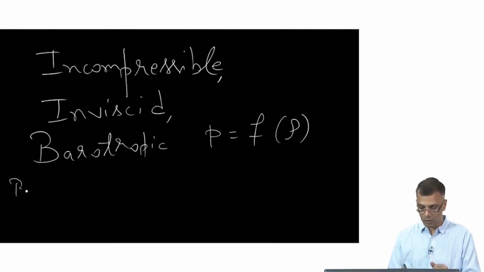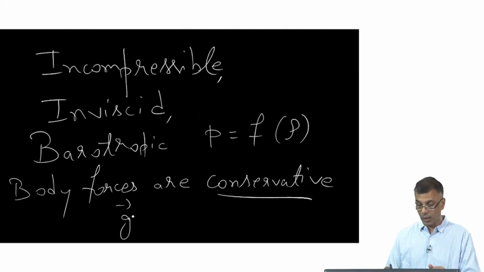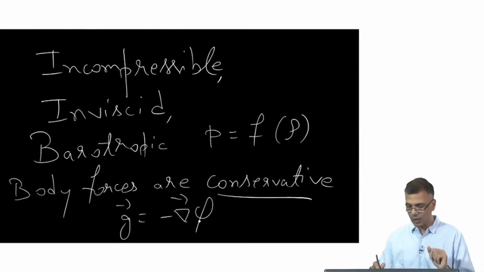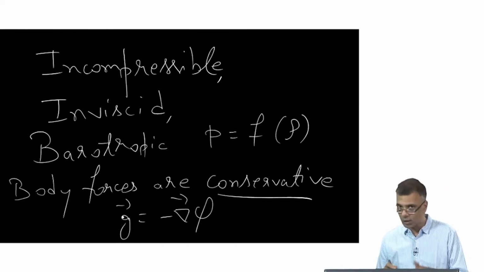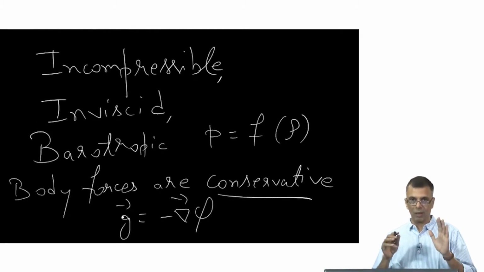Okay, body forces are conservative. In other words, if there is a body force G, it can be expressed as the gradient of a scalar potential phi. With this, I just want to emphasize once again that this potential phi refers to the potential which describes the body force. It's a gravitational potential, it's not the velocity potential. We use the same symbol for both, so I figured I would emphasize this.